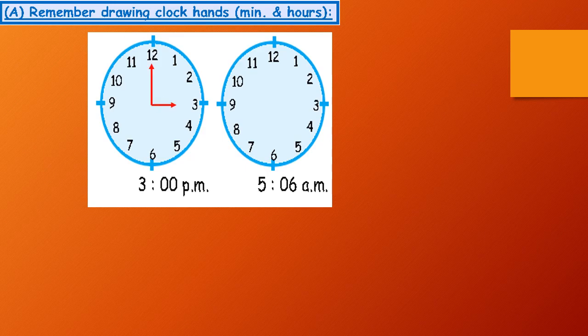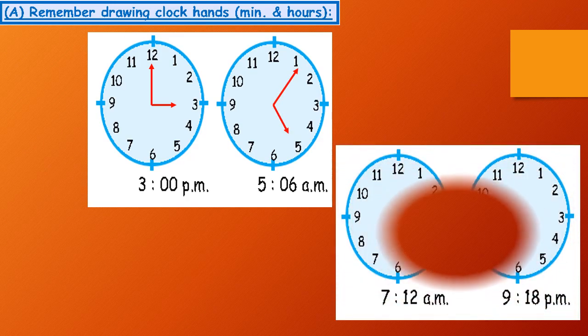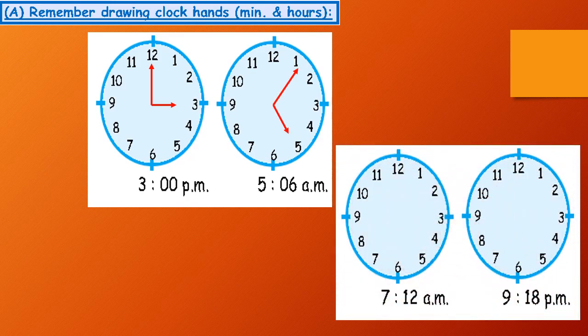6 a.m.: the short hand at the number 6 and the long hand at the minute number 0. 7:12 a.m.: the short hand at the 7 and the long hand at minute number 12. 9:18 p.m.: the short hand at the hour 9 and the long hand at the minute number 18.